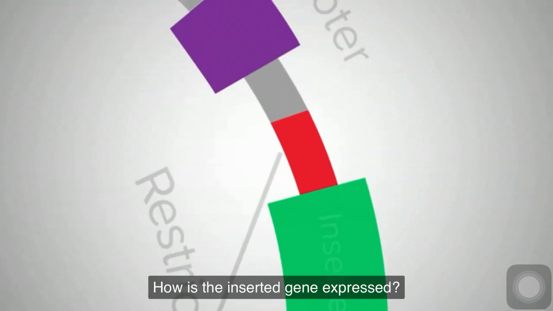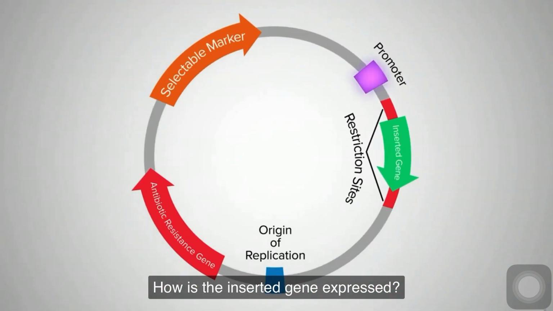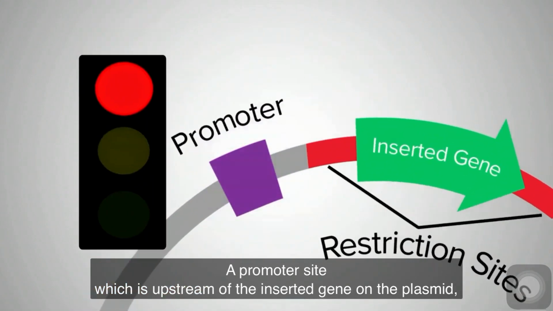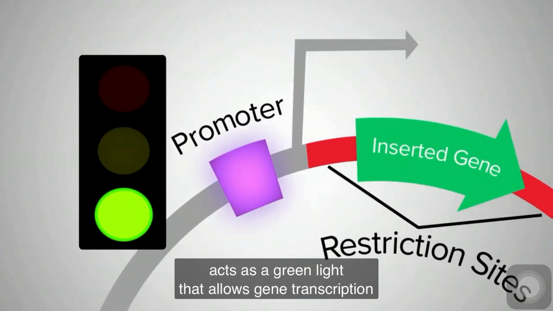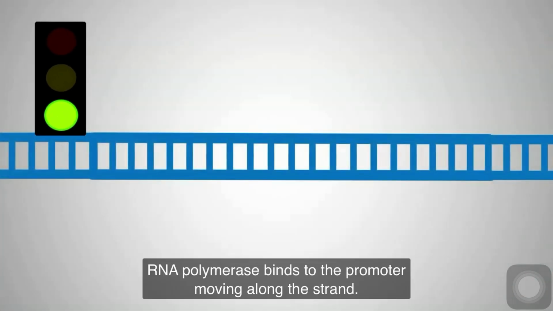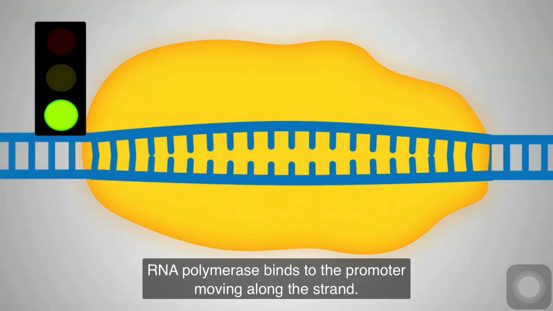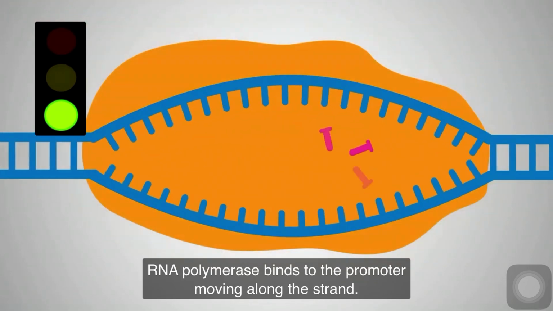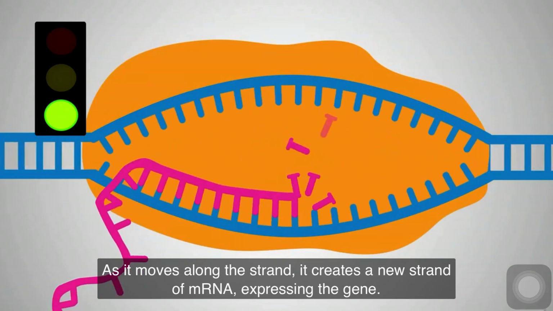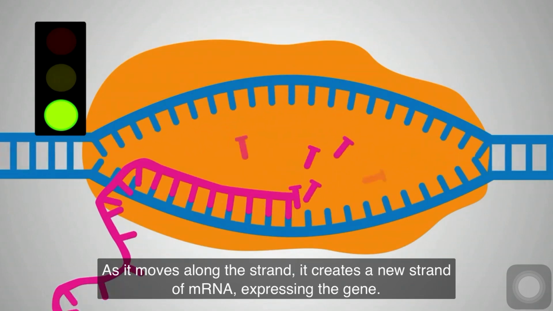How is the inserted gene expressed? A promoter site, which is upstream of the inserted gene on the plasmid, acts as a green light that allows gene transcription. RNA polymerase binds to the promoter, moving along the strand. As it moves along the strand, it creates a new strand of mRNA expressing the gene.